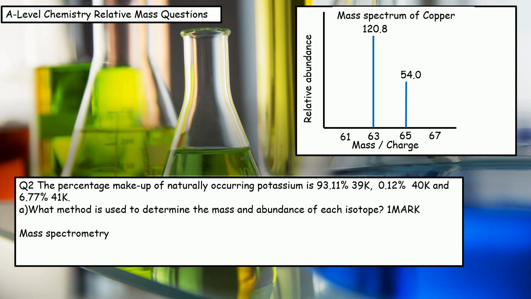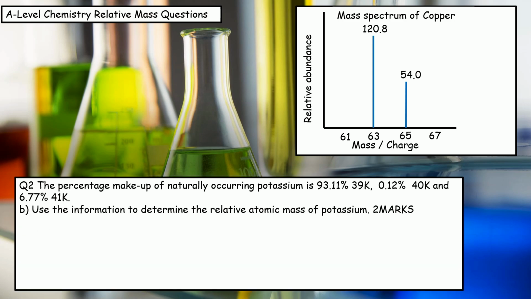Right, question 2. What method is used to determine the mass and abundance of each isotope? Well, that's mass spectrometry. You can also say time of flight mass spectrometry.